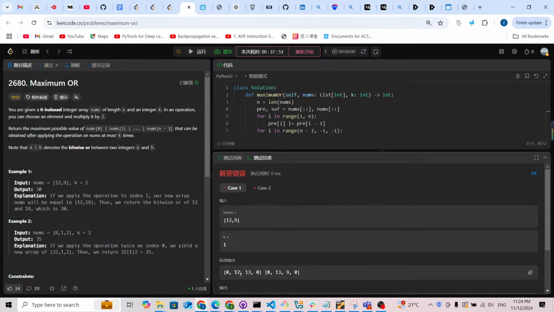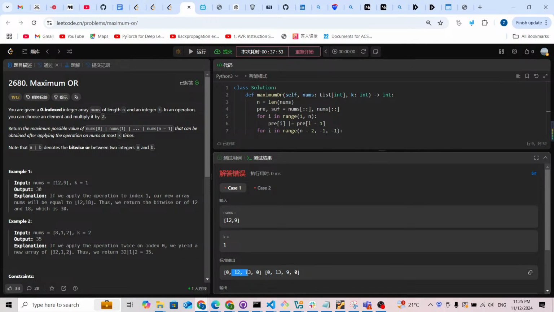Let me just think about it. For this 12, this is the prefix sum. It is 12. And what about the next number? It is this 0, which is in the suffix array, but we need to use this 9. So this 9 is going to be left shifted 1 bit, and it's going to be 18. So 12 or 18 is going to be 30. This is going to be the maximum.